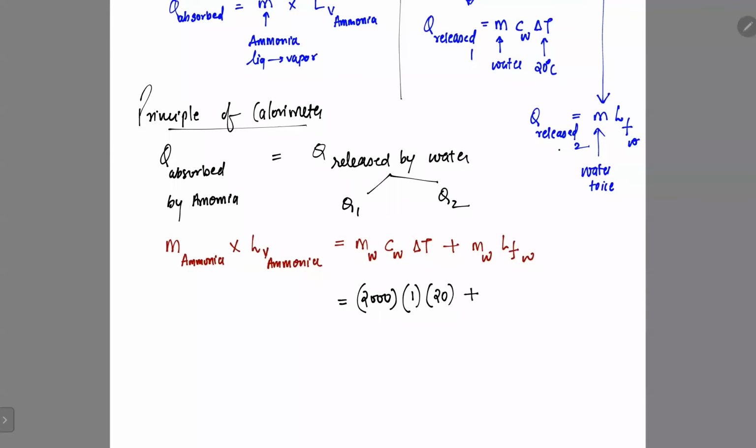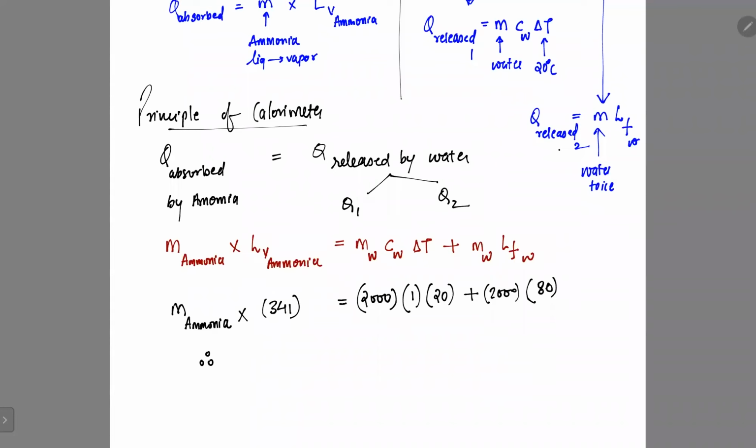Beautiful. Now, again, what is the mass of water? 2000 grams. What is the latent heat of fusion? 80. Remember, 80. Beautiful. Now, what is the mass of ammonia? This is what needs to be calculated, right? And what is the latent heat of vaporization of ammonia? They have given you the answer. It is 341 calorie per gram.